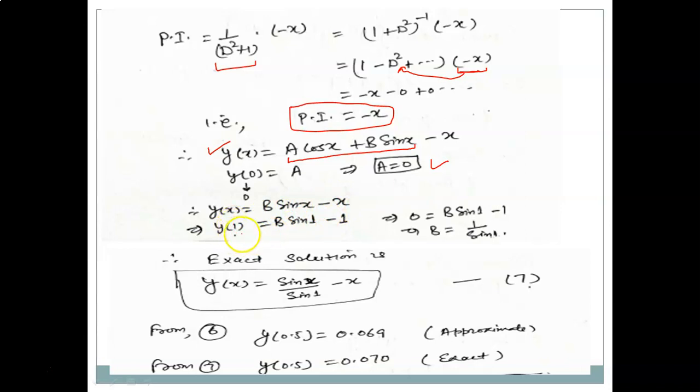Now put x equal to 1. y of 1 equals b sin 1 minus 1. But y of 1 is given to be 0 in the boundary condition. So here we get the value of b is 1 upon sin 1. So you have obtained the value of the unknown constant a as well as the unknown constant b. You substitute these values in this equation. So we get the exact solution: y(x) equals sin x upon sin 1 minus x.